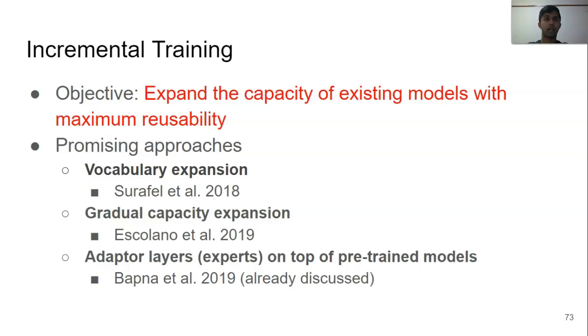Now, it's time to talk about incremental training, where the objective is to expand the capacity of existing models with maximum reusability. The most promising approaches are by Surafel et al. and their work on vocabulary expansion, Escalano et al. with their work on gradual capacity expansion, and by Bapna et al. on their work on adapter layers. So we've already talked about the work on adapter layers, so I'll be focusing on the previous two works.